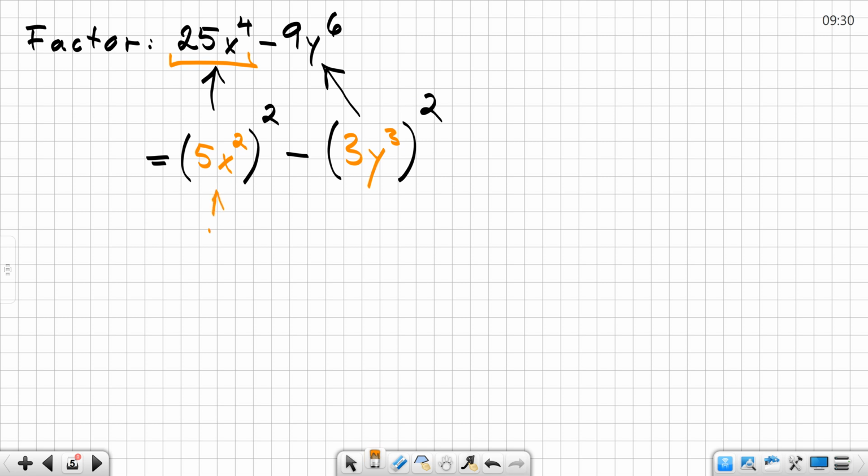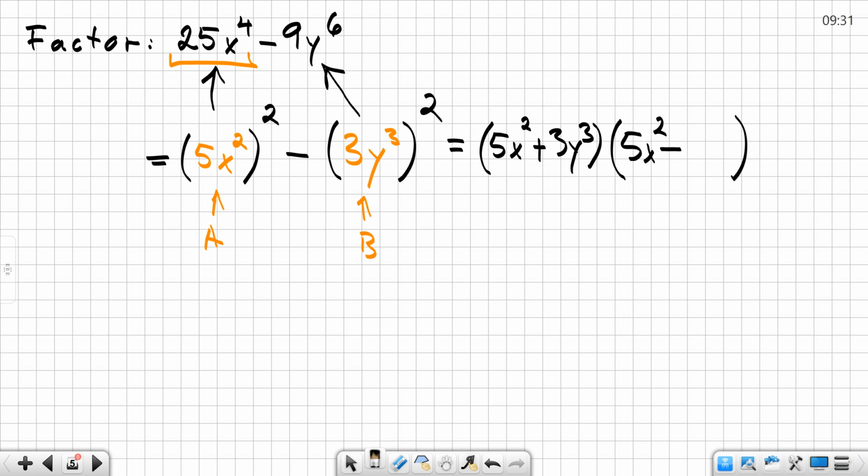So here is A, here is B, and now it's really just a matter of writing it down. A plus B times A minus B. And what was A and B? 5x squared, 3y cubed.